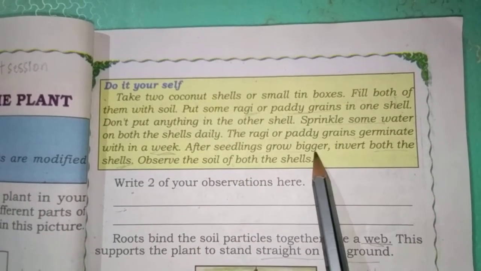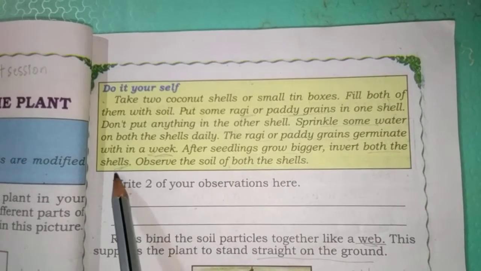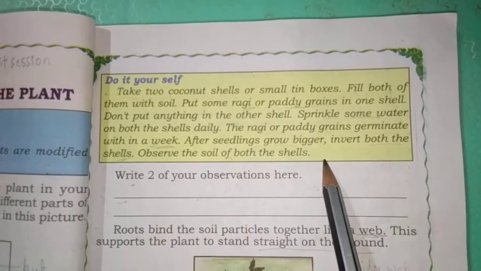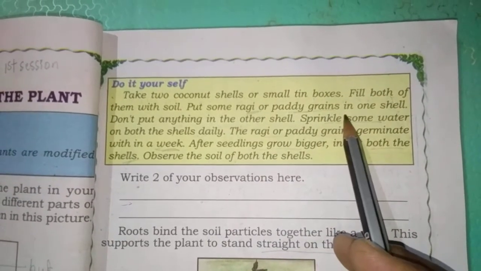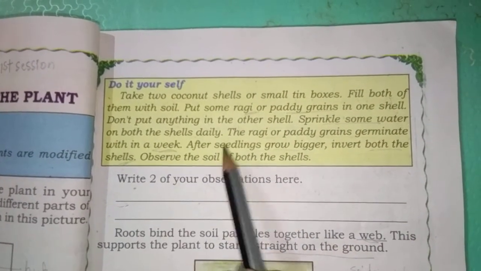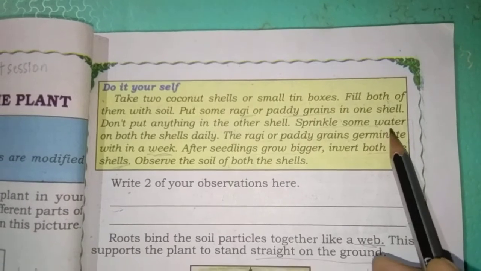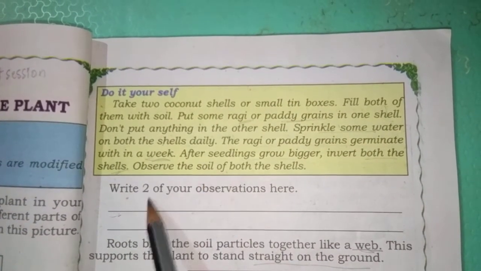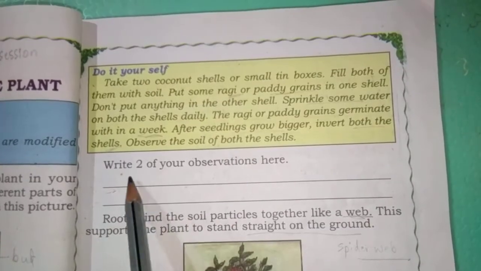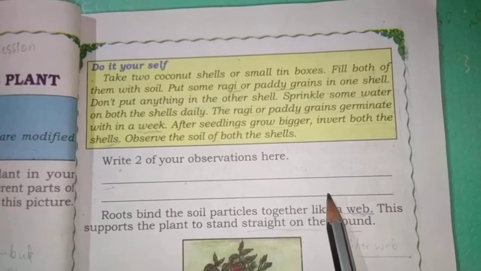After seedlings grow bigger, invert both the shells. What are you going to observe? Where you put the ragi or paddy grain, that plant will start to grow. Where you did not put any grain, nothing will be there. Those 2 observations that you made, you have to write them.